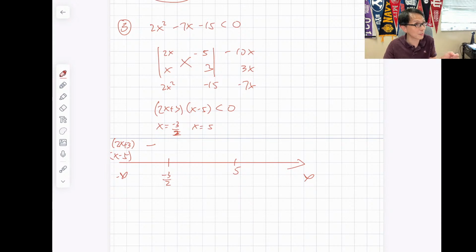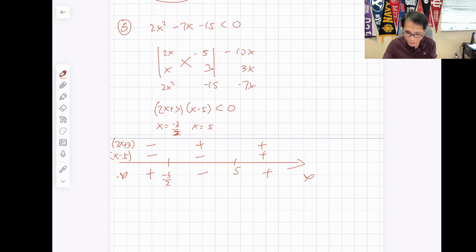I don't care about the value, I just care about its sign. Okay, I'm going to do the same thing here. I'm going to plug in negative 2 here. Negative 2 minus 5 is still going to give me negative, so the product of the signs is going to be positive. Now I'm going to plug in the next number. Between negative 3 over 2 and 5, it's going to be 0. If I plug in 0, this is going to be positive, and this is going to be negative, so negative. Then positive, negative, positive. Now let's go back and look at the question.